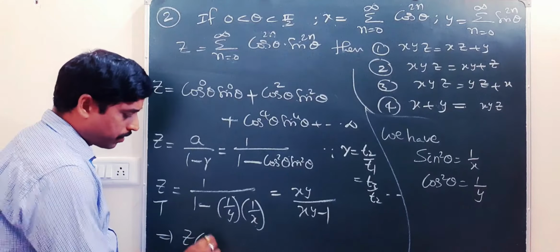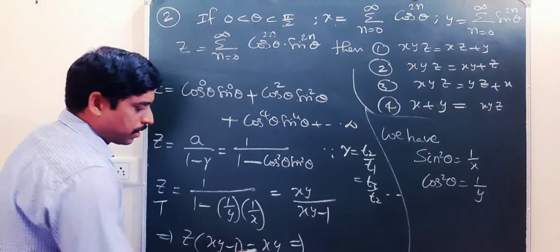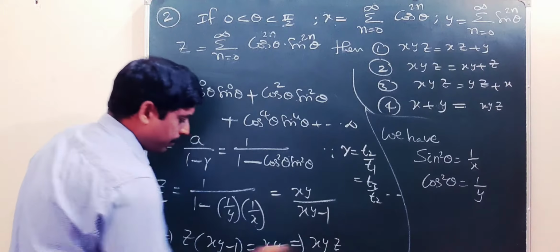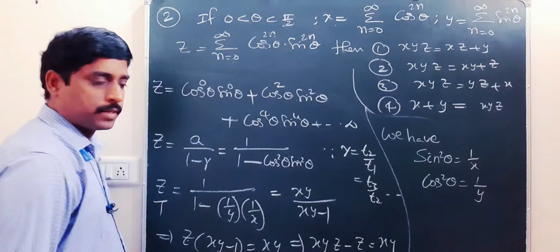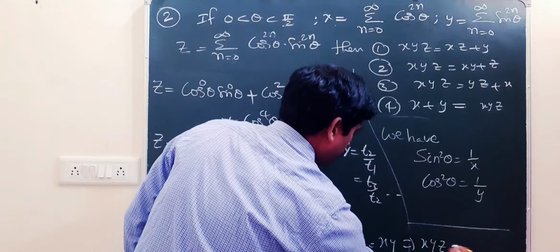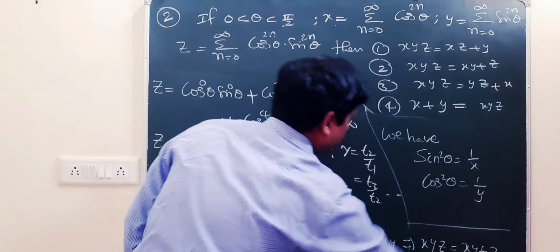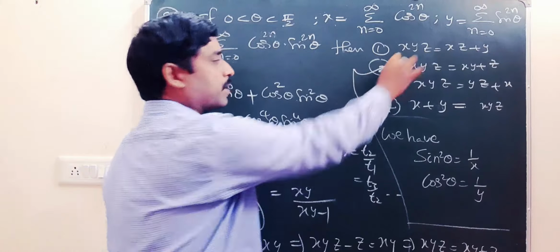Z into XY minus 1 equal to XY. It will be XYZ minus Z equal to XY. This minus Z, bring to the right side. It will be XYZ equal to XY plus Z. Which option is correct? XYZ equal to XY plus Z. Second option is correct.